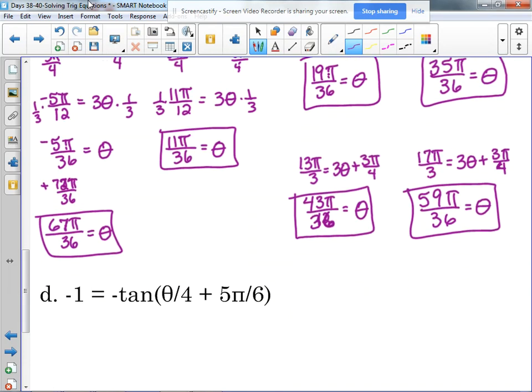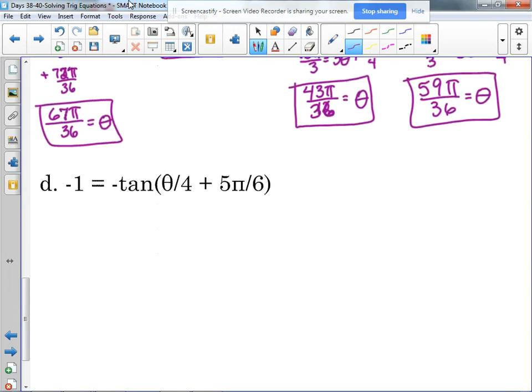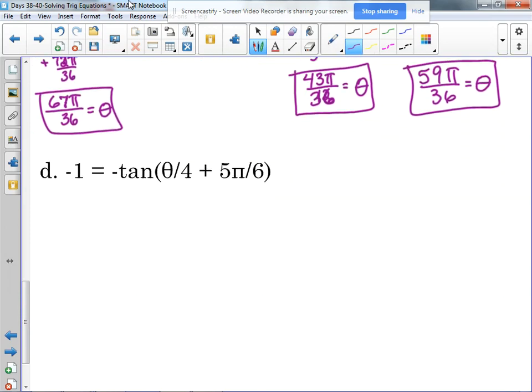Let's do one more. I want to do one where we're dividing theta. The process is the same. The number of answers is different. Okay. Negative 1 is equal to negative tangent of theta over 4 plus 5 pi over 6. We are not going to have 8 answers. It's actually the reverse. We have fewer answers. And we'll look at why here in a second.